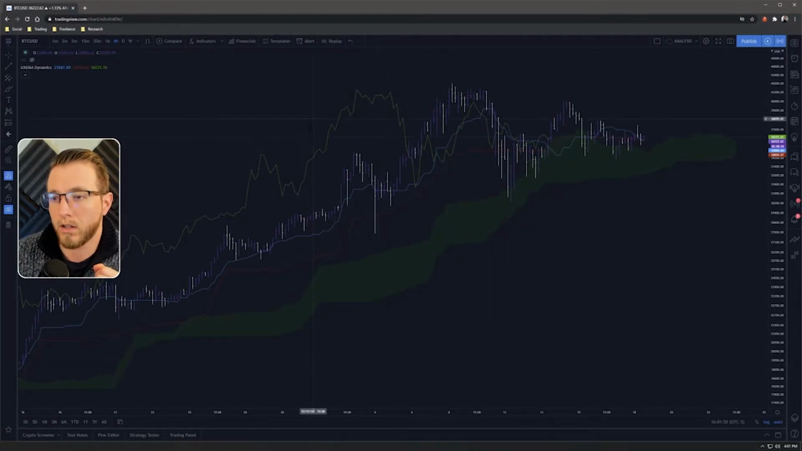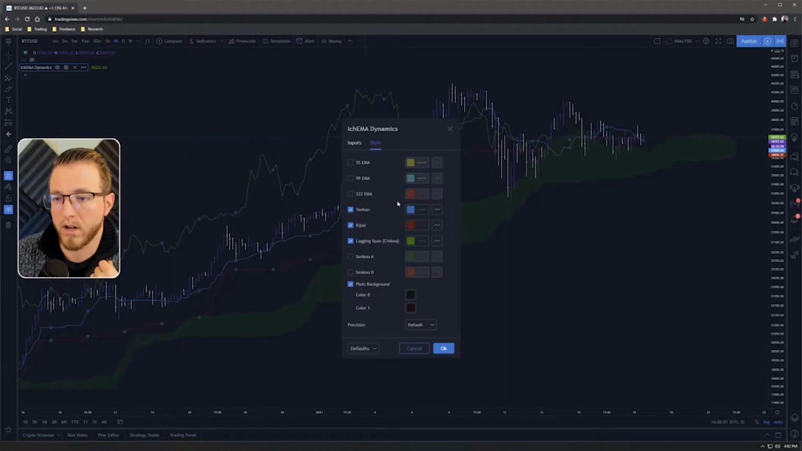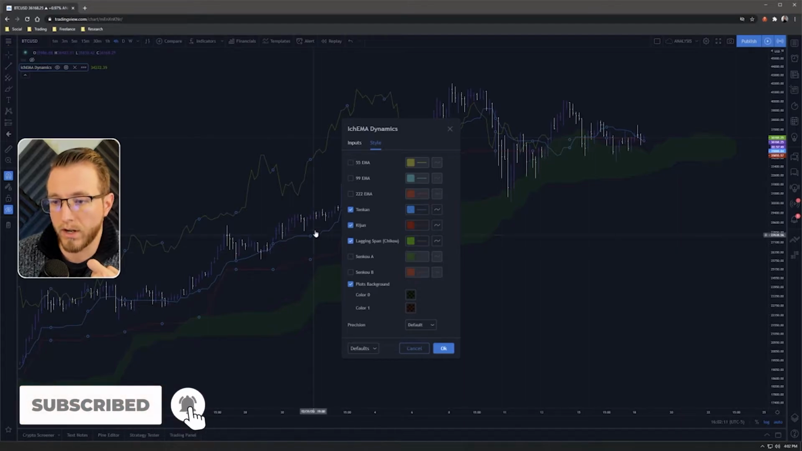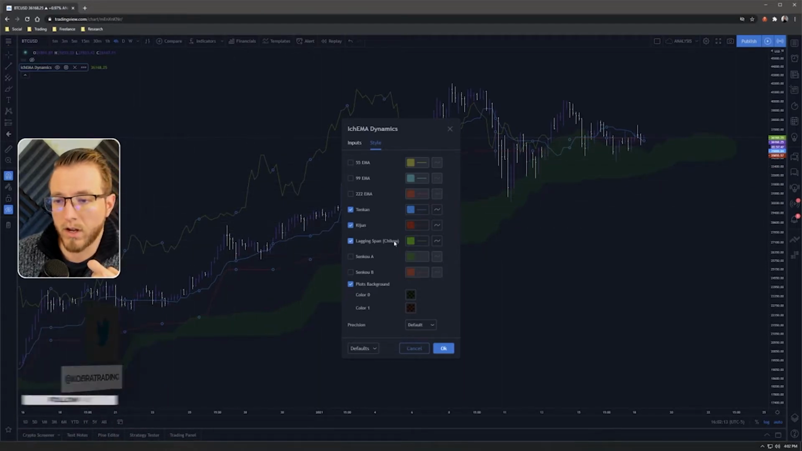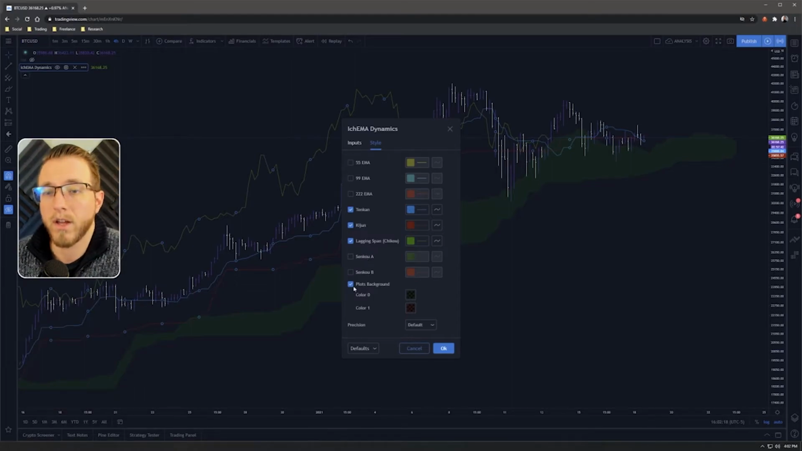So we've got a lot of different lines here, right? We've got our Chiku span, which is also just called the lagging span. You've got a blue line here, you've got a red line here. So what are these lines? The blue line is known as the Tenkan-sen. That's also known as the baseline. And then you have your Kijun-sen, which is our red line here, and that's also known as the conversion line. And then you've got your green line, which is your Chiku span, or as everybody else calls it, the lagging span.